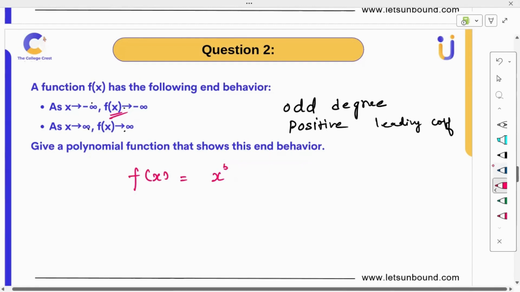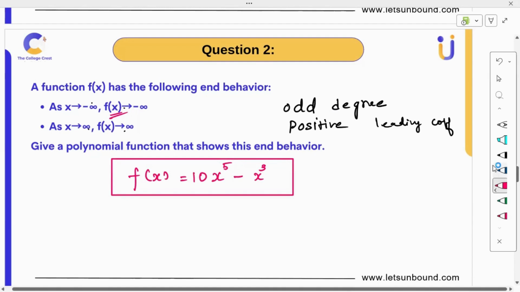Just a simple odd term, x power an odd number, or a combination of x power odd numbers. Okay, and positive leading coefficient. So 1 is okay, or 10, 100, something you can use. And the other coefficients can be negative also, no problem. Only the leading coefficient has to be positive. So this is my polynomial function. If you got some interesting polynomial function, you can drop that in the comments. Yes, for sure, it will show this kind of end behavior.